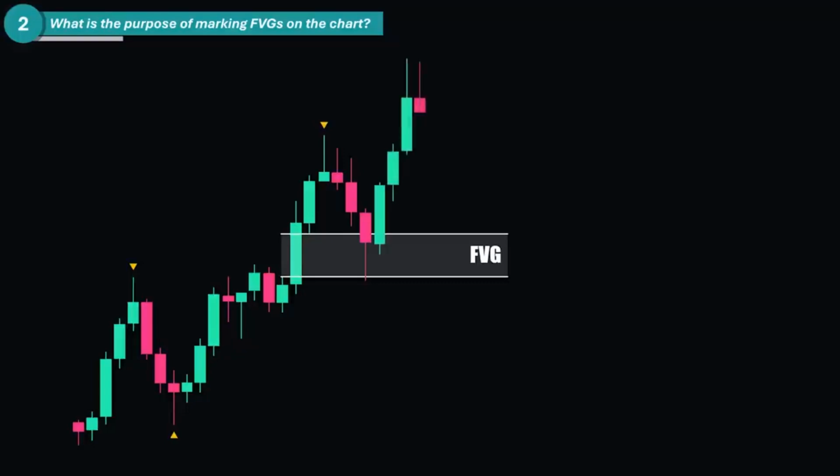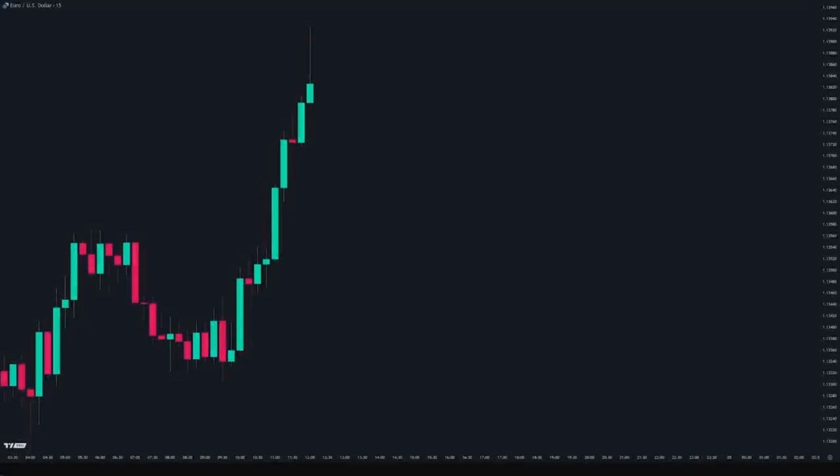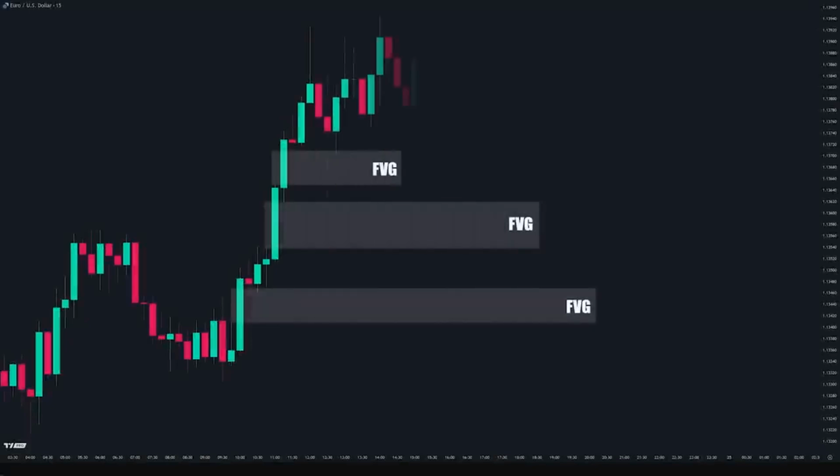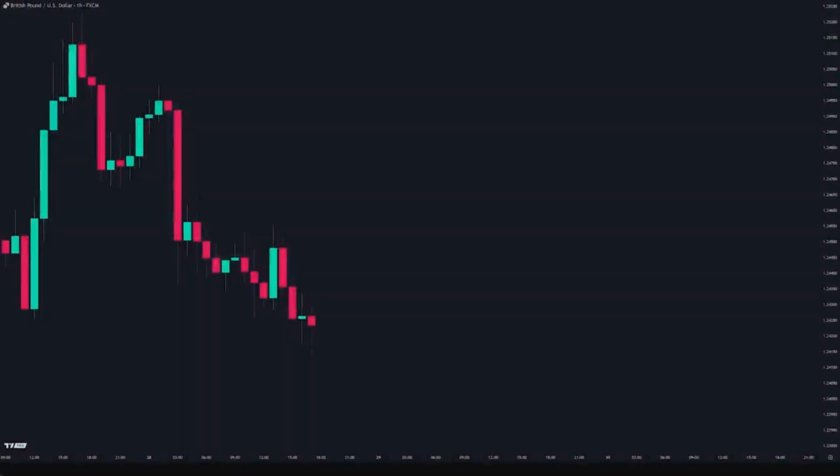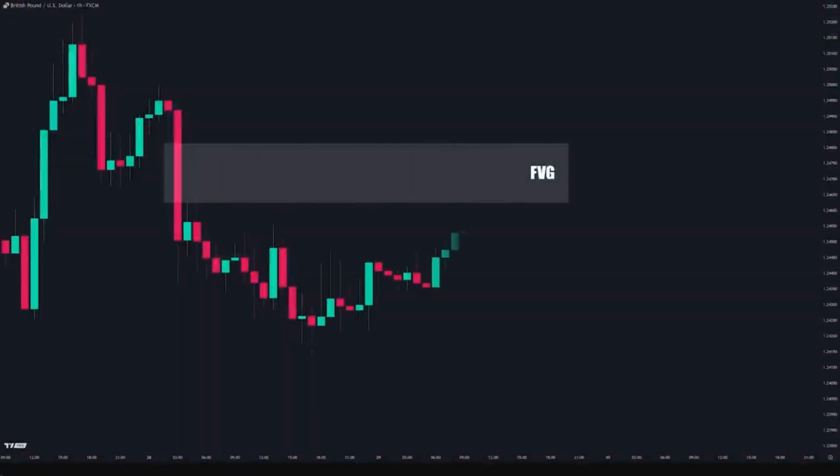Here on the euro-dollar 15-minute chart, notice how many times the price returned to the fair value gaps before continuing in the same bullish trend. This repeated retest of the zone suggests that the market is filling the imbalance before resuming its upward movement. Here on the pound-dollar 1-hour chart, the price returns to mitigate the bearish FVG created during the Asian session and then continues pushing downward.